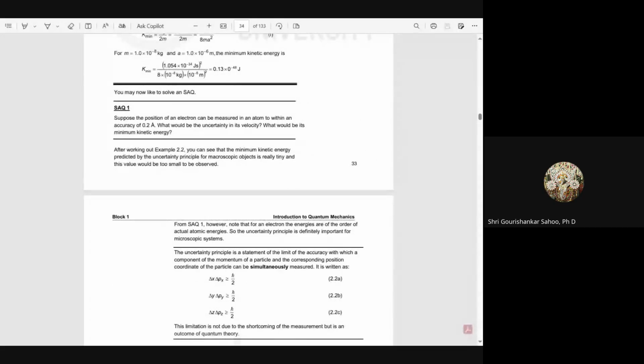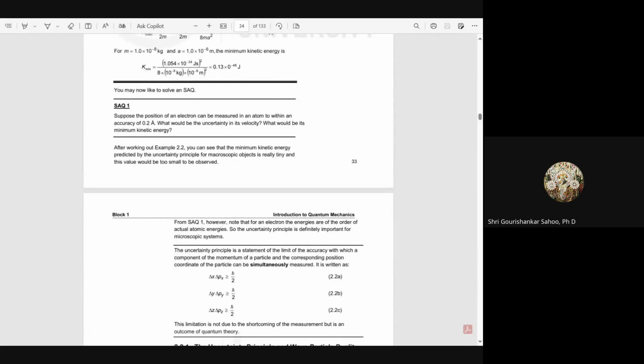So the specific heat of solids, black body radiation, and some similar experiments cannot be explained by classical mechanics, which were well explained by quantum mechanics. So, what is quantum mechanics and why is it used for microscopic particles?